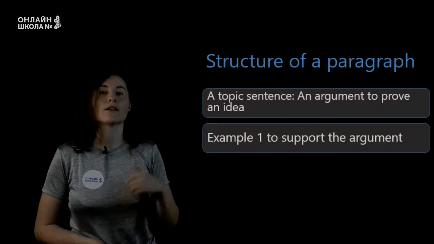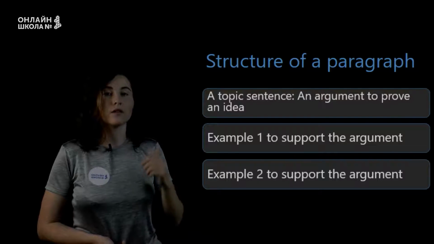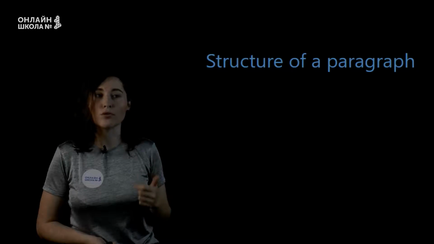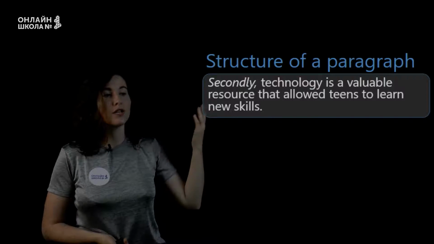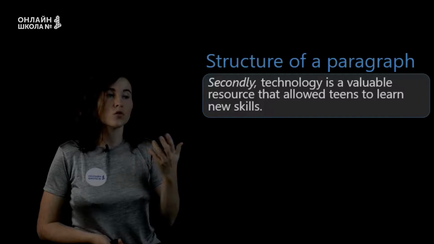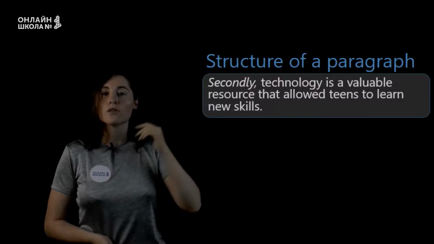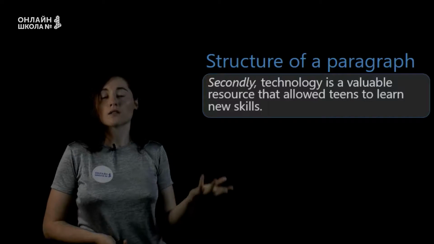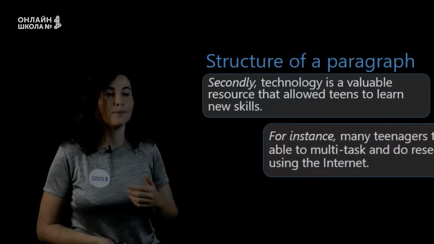Next part is example 1 to support the argument, and the next part is example 2 to support the argument. Let's look at the example. The topic sentence. Secondly, technology is a valuable resource that allowed teens to learn new skills. So this is our topic sentence, and then we will have some examples or arguments to support this idea.